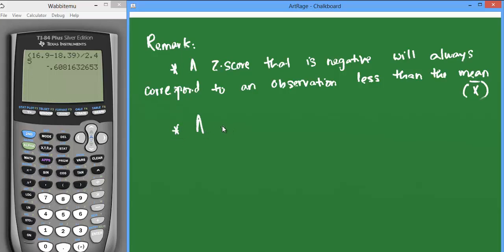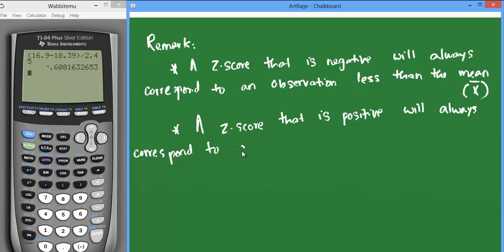Likewise, a z-score that is positive will always correspond to an observation greater than the mean.